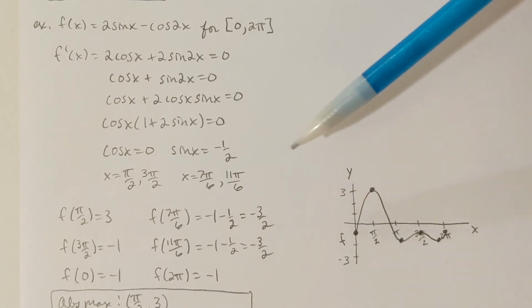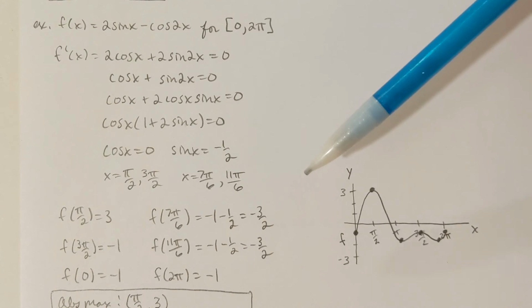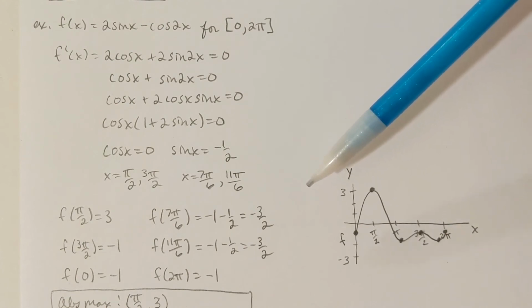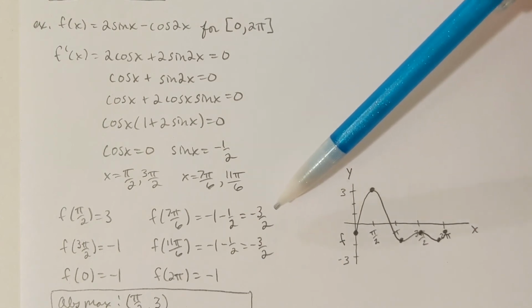Sine x is opposite over hypotenuse. We don't care about the adjacent side. So the opposite side would still be -1. The hypotenuse would still be 2. The angle that you would be describing there would be 11 pi over 6.